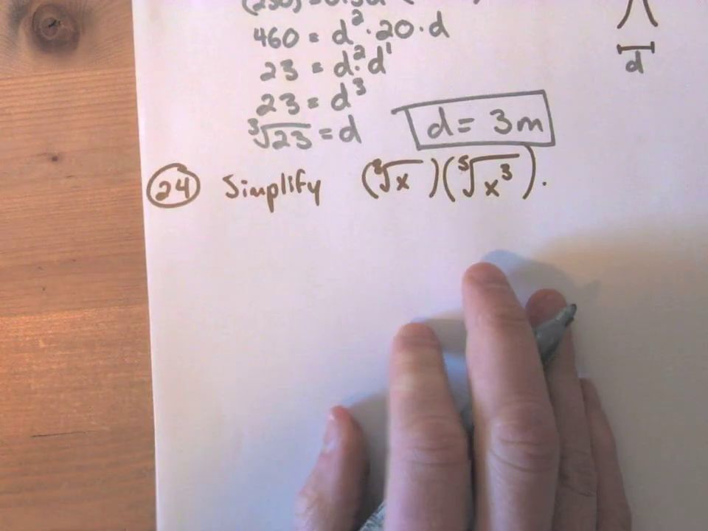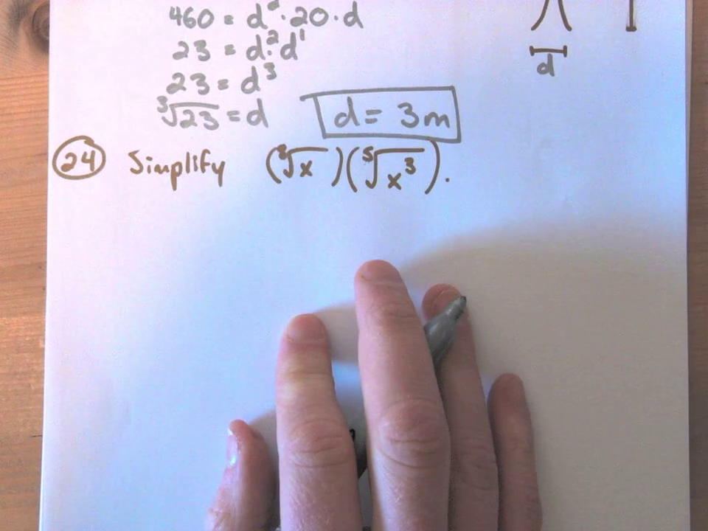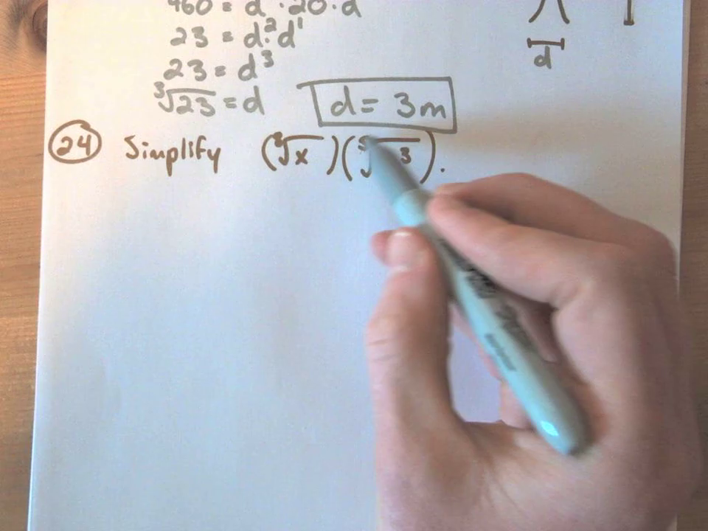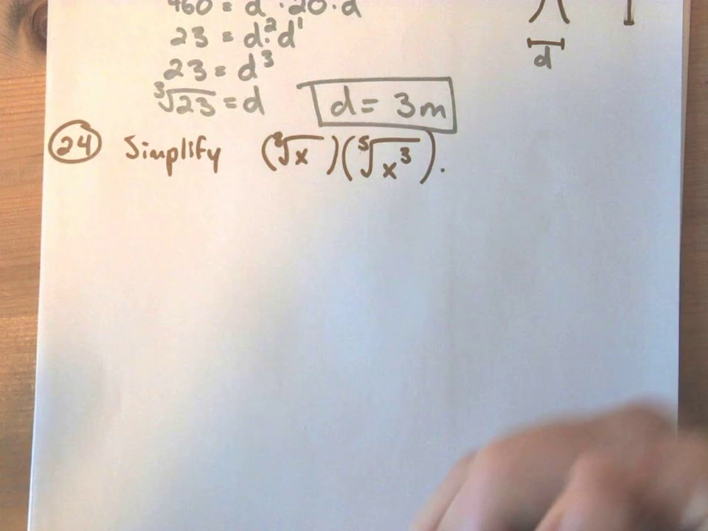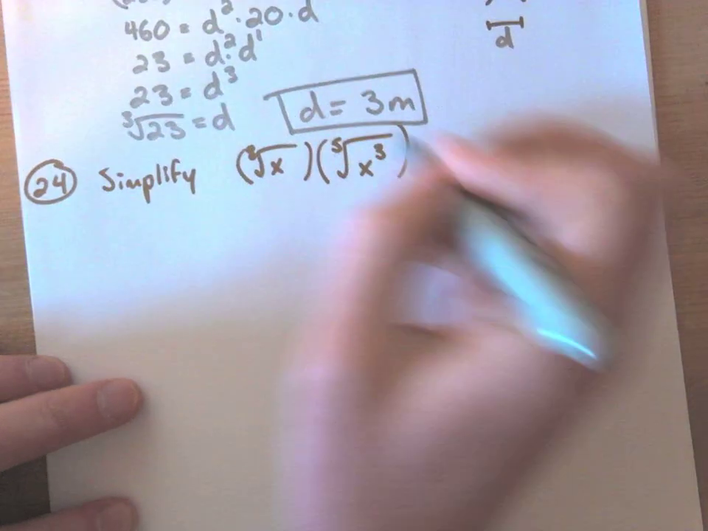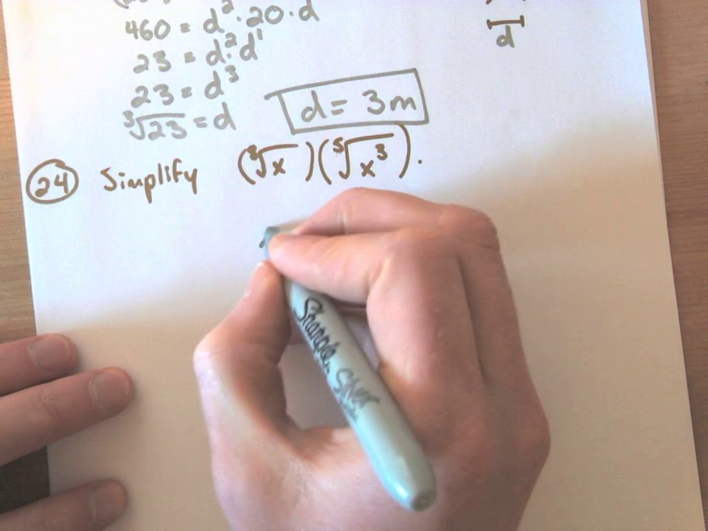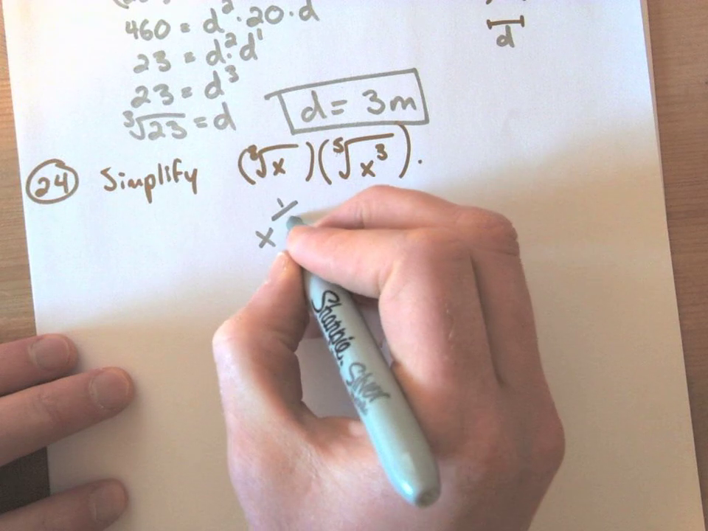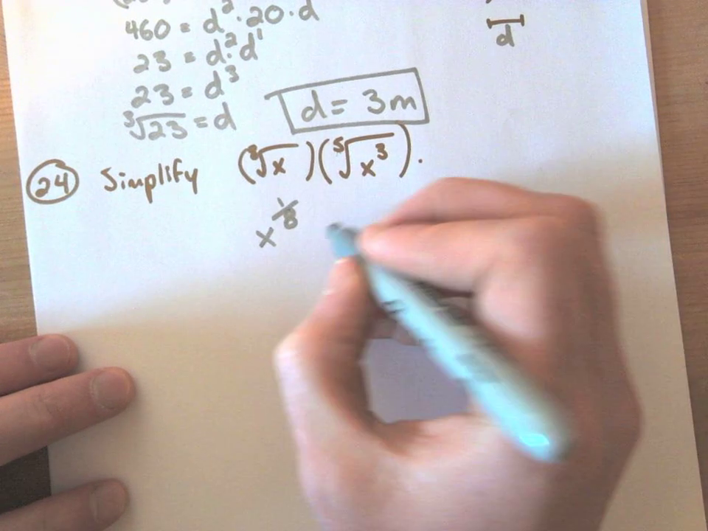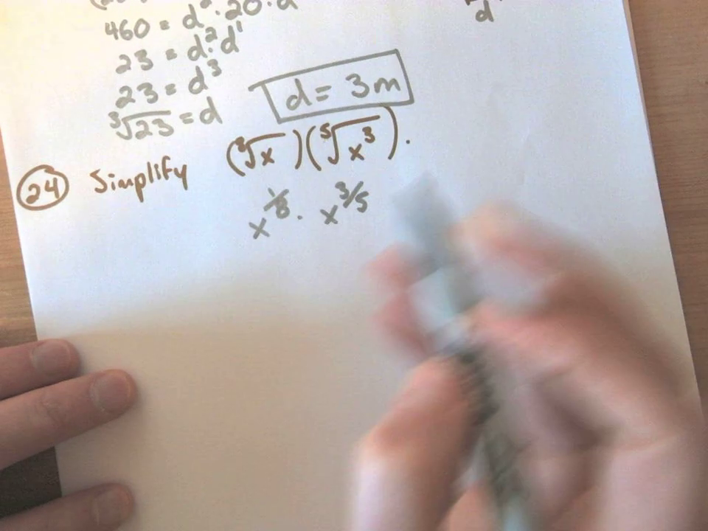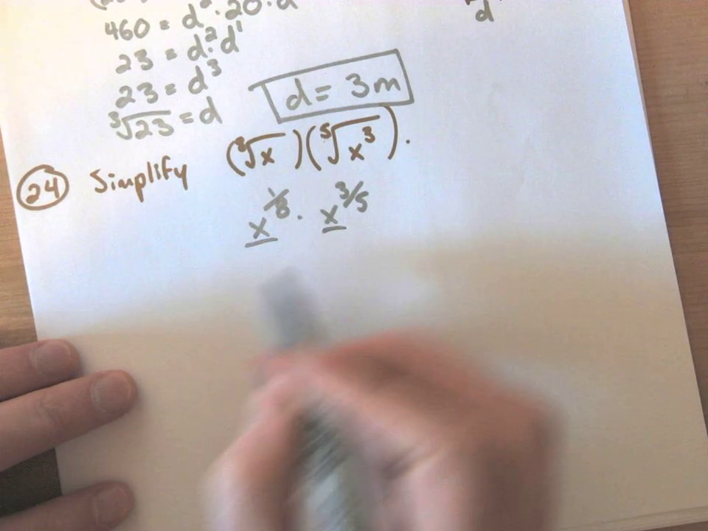Alright, last question. 24. Simplify the 8th root of x times the 5th root of x cubed. So when I first see this, I just want to put it into fraction form, or into exponent form, so I can do some exponent laws. We know that one is x to the 1/8, and we know this one's x to the 3/5. There you go. So the bases are the same, so what can we do?